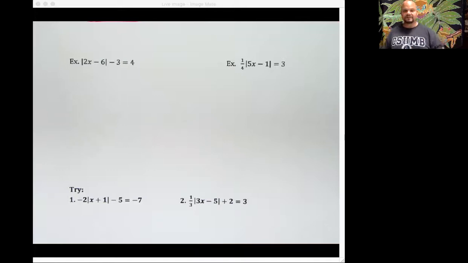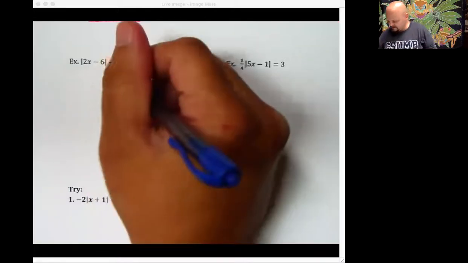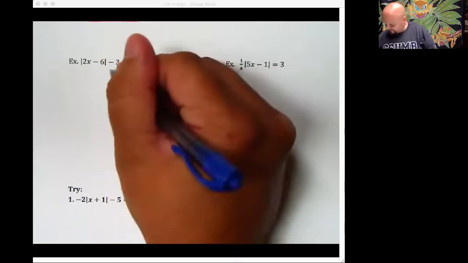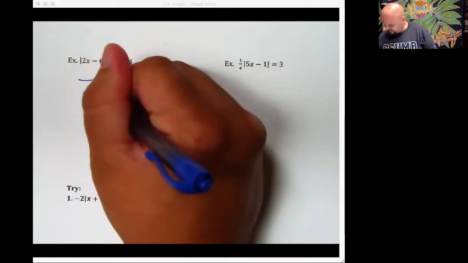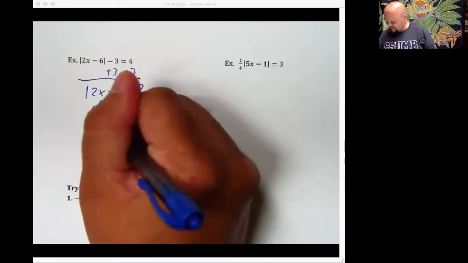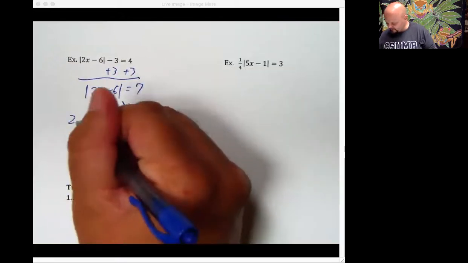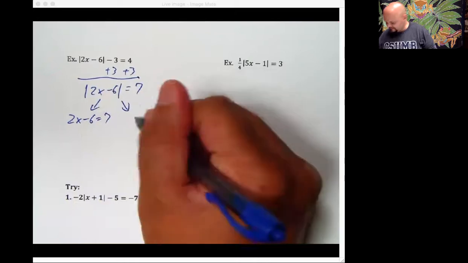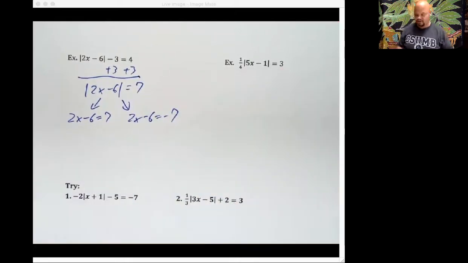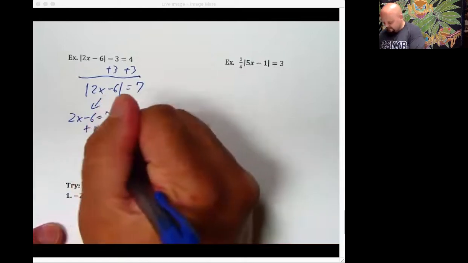And the first thing we got to do is we got to get it so that it's just absolute value signs equals something else. So in this case, you're looking at that -3 and you got to get +3, plus 3. You end up with the absolute value of 2x minus 6 is equal to 7. And now we're going to split. We've got 2x minus 6 is equal to 7, and 2x minus 6 is equal to -7. We're going to do identical work on both sides, but get different answers for each piece.